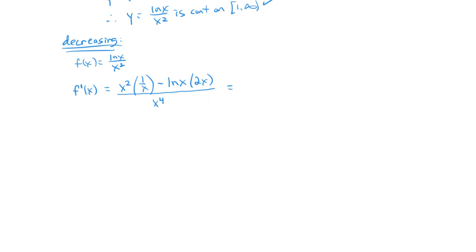Then we could clean this up a little. We get x minus natural log of x times 2x over x to the 4th. And we could cancel an x out of everything, get 1 minus 2 times the natural log of x over x cubed. Right, I just canceled that x out and I just put the 2 in front.